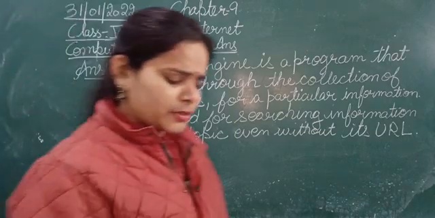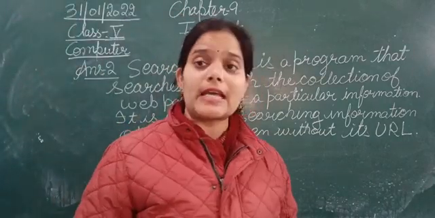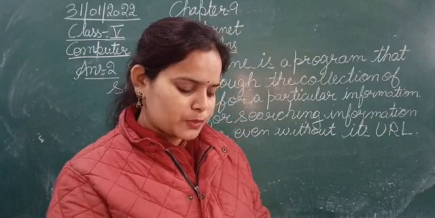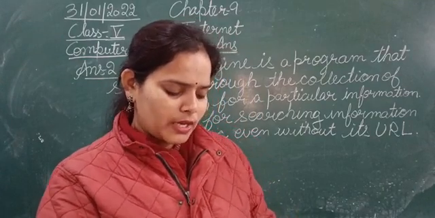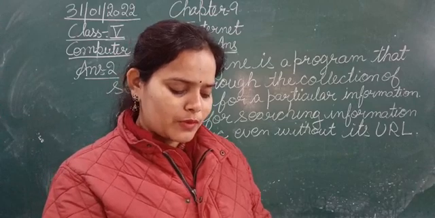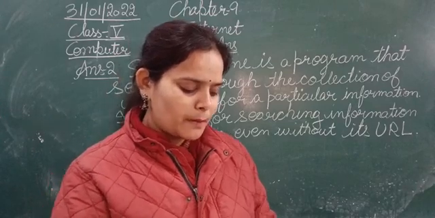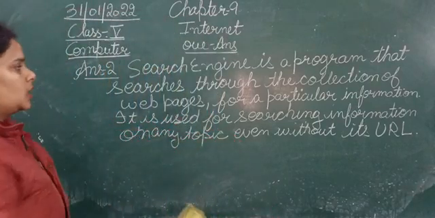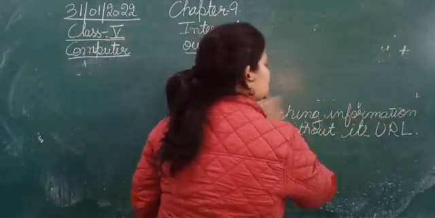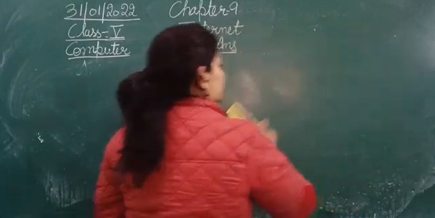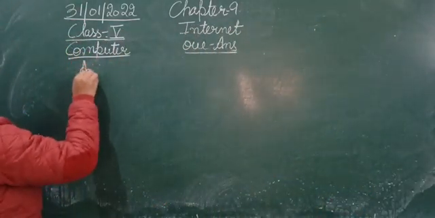Moving next to question number 3, that is, what is ISP? That is Internet Service Provider. So ISP stands for Internet Service Provider, a company that provides access to the internet for a monthly fee. So write down the answer for question number 3. The full form of ISP is Internet Service Provider.